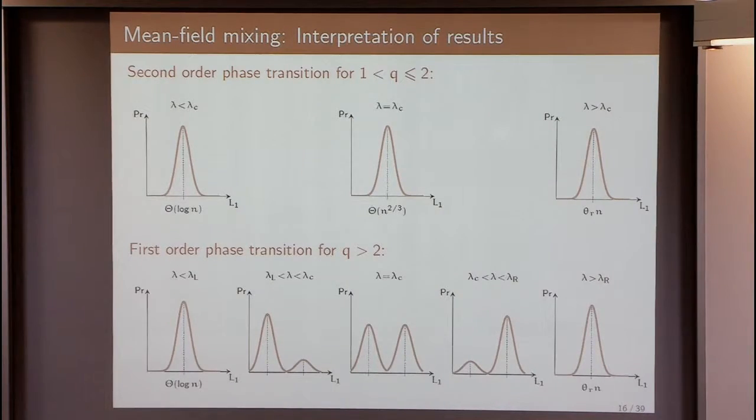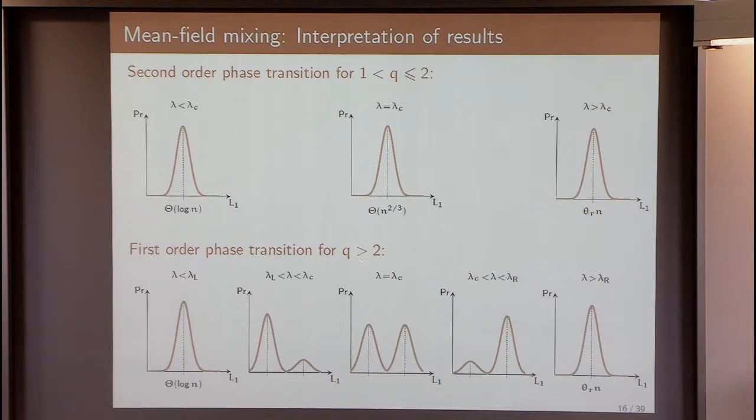Okay, so now I'll give you some interpretation of the results, why we have this change in behavior when Q goes from 1 to 2. And it goes down to the continuity of the phase transition. So when Q is between 1 and 2, we know that there is this second order phase transition, which means that the phase transition is continuous or very smooth. And if here the x-axis is the size of the largest component, here we have probability. We see that in the subcritical we have only one mode around ζ log n, in the supercritical around ζ r n, and even in the critical regime we also have only one mode. So it's a very smooth phase transition.